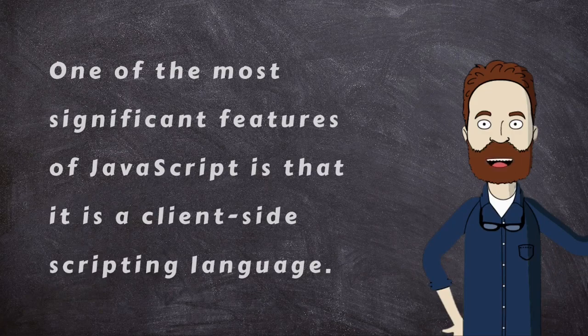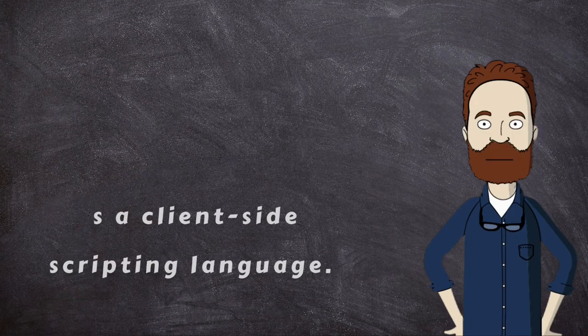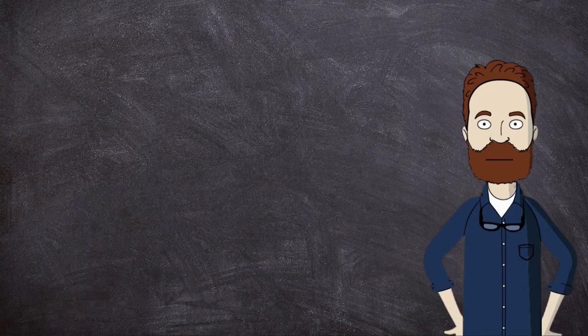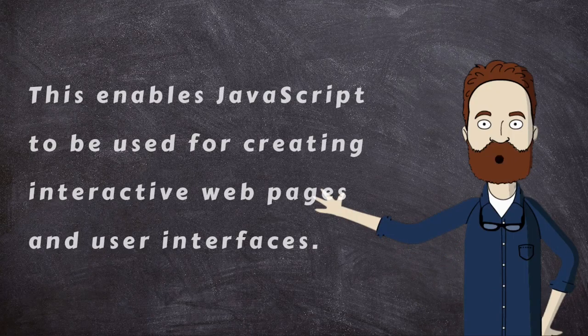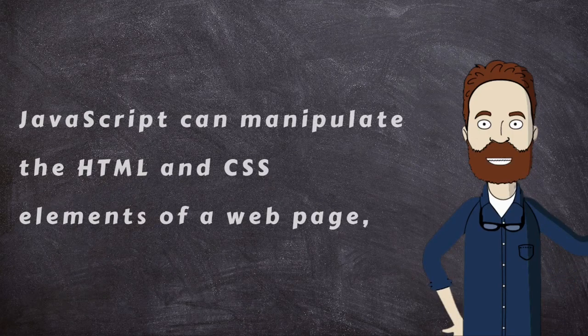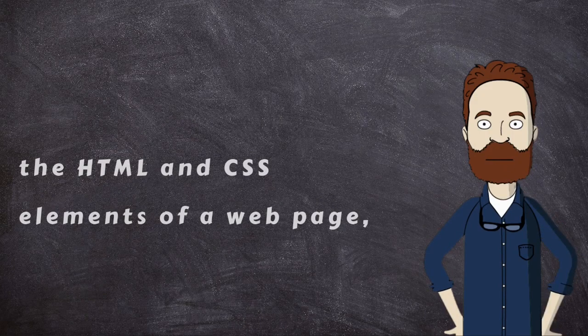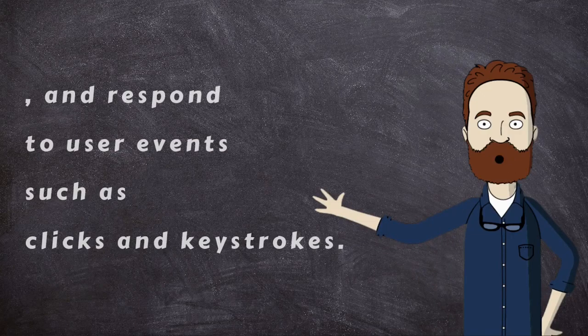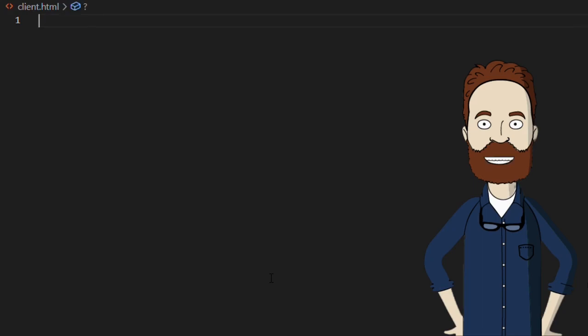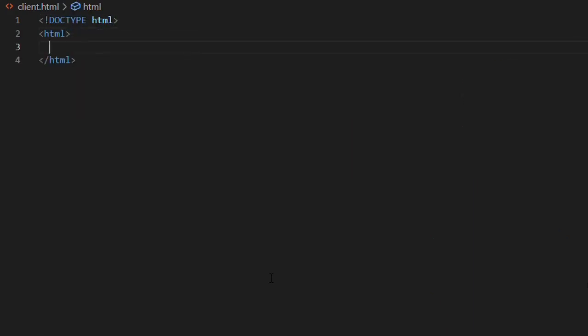One of the most significant features of JavaScript is that it is a client-side scripting language. This means that it is executed by the web browser, rather than the server. This enables JavaScript to be used for creating interactive web pages and user interfaces. JavaScript can manipulate the HTML and CSS elements of a web page, and respond to user events such as clicks and keystrokes. Now here is a live example of client-side scripting.